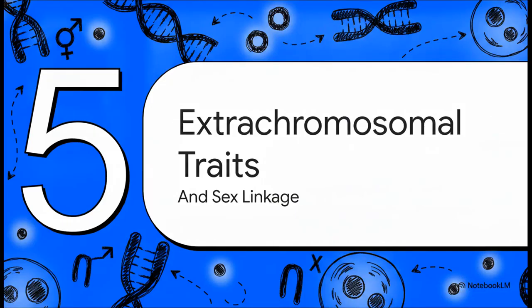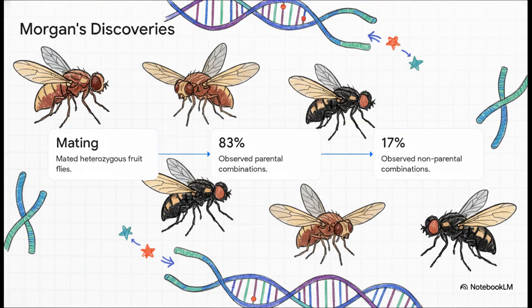Section 5. Extra-Chromosomal and Sex-Linked Traits. The discoveries just kept rolling in. Thomas Hunt Morgan provided massive validation for linkage and recombination using Drosophila melanogaster, the humble fruit fly.